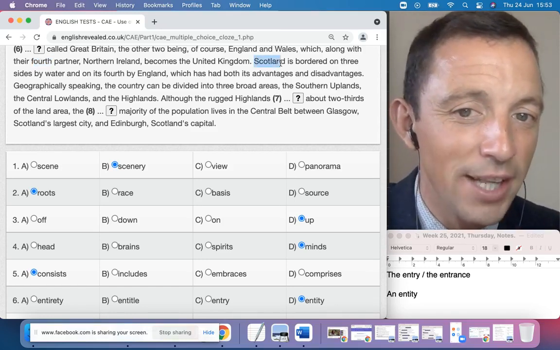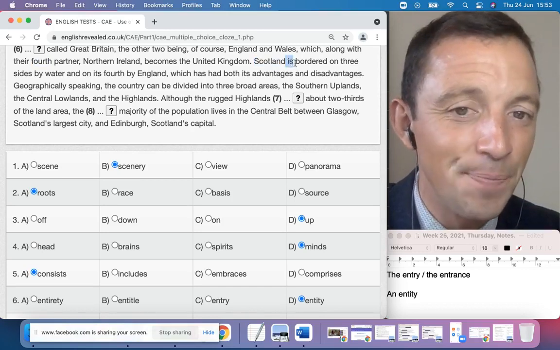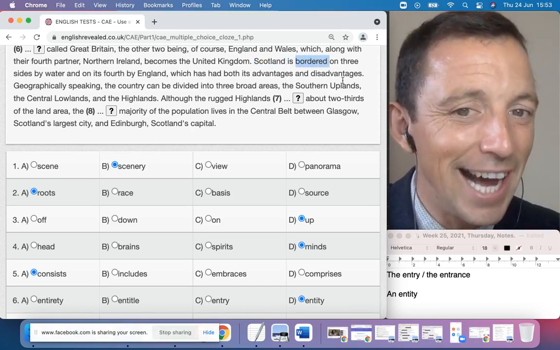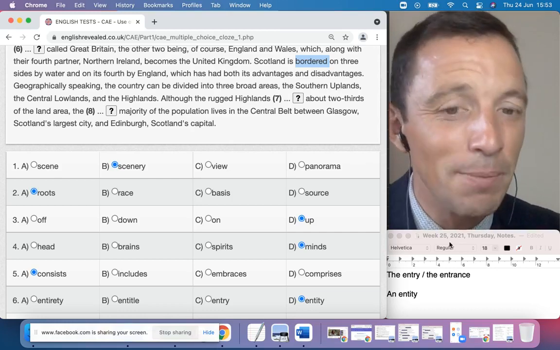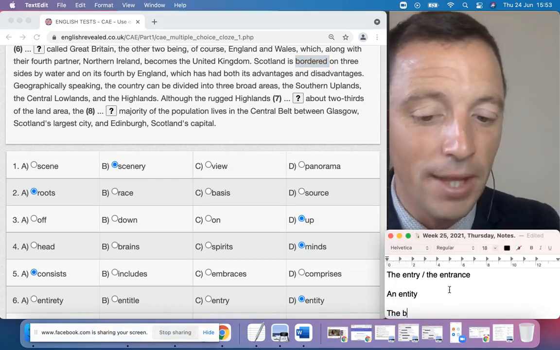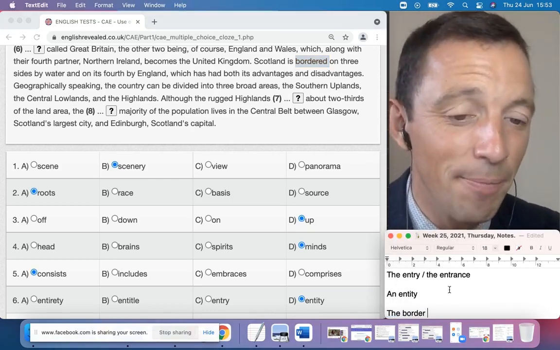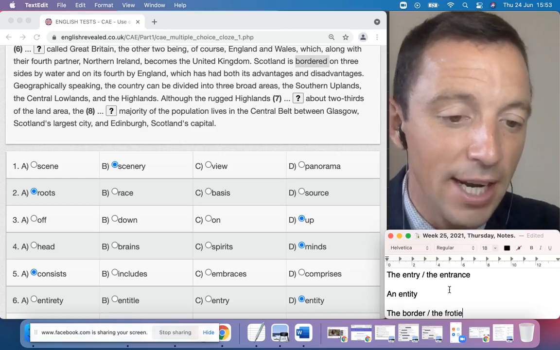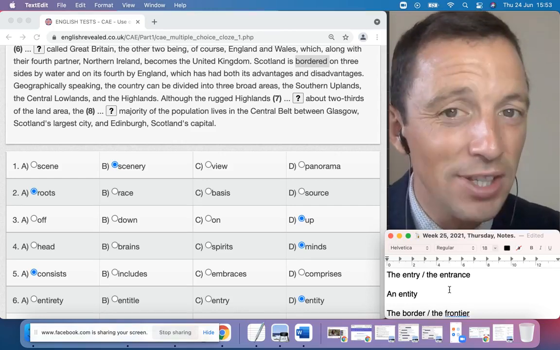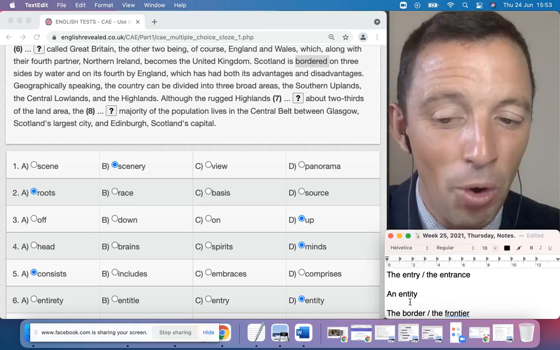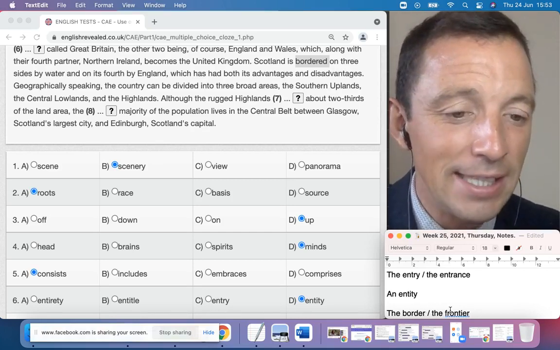Okay, partner becomes the United Kingdom. Scotland, here's the subject. The verb to be is bordered. I think that's the adjective, or it could be the participle, because the border in Espanol is más frontera. Okay, because in English you can say the frontier, but it's a little old-fashioned. It's a little less common. The border is the most typical, and it's very important.